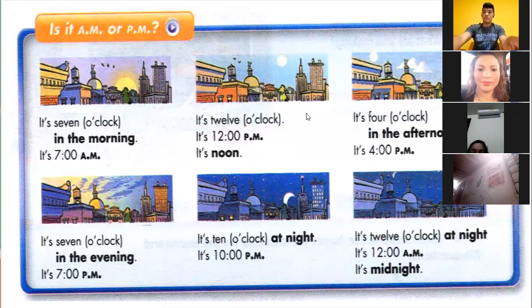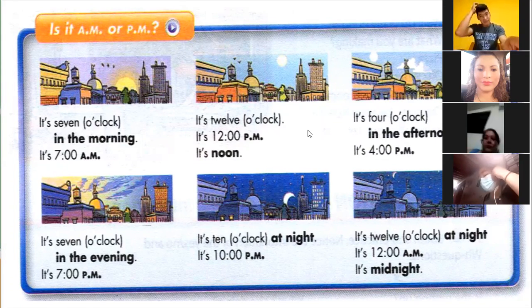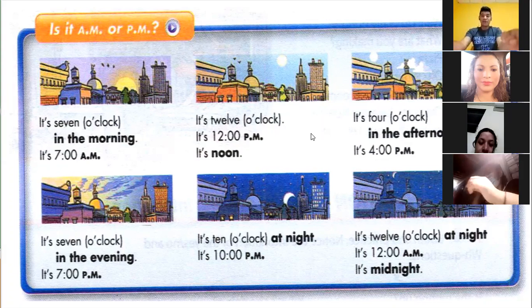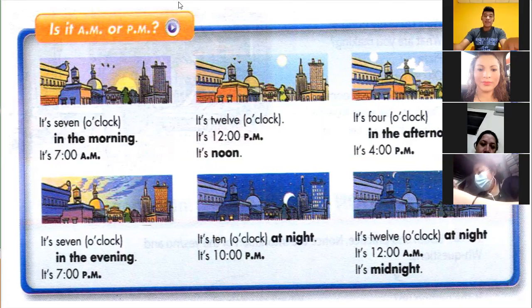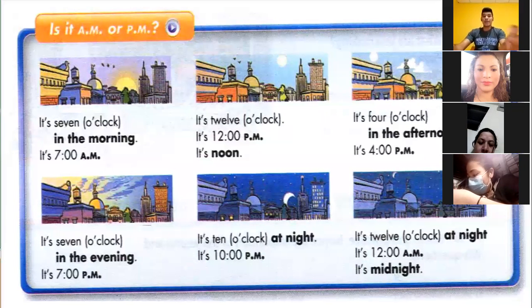Okay, Miguelito, do you have a question? Tengo una pregunta, teacher. Yes, tell me. For example, with it's 7 o'clock in the evening. Because o'clock appears in parentheses, can I say just it's 7 in the evening? Exactly. Or do I always have to say o'clock? No, not necessarily. You can say it's 7 in the evening. Yeah. For example, if I ask you, what time do you have English classes?